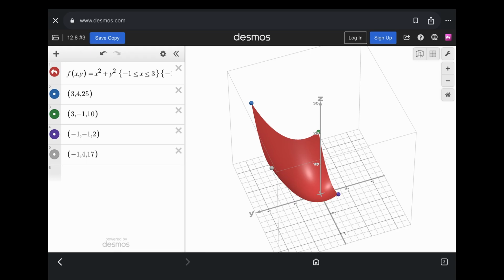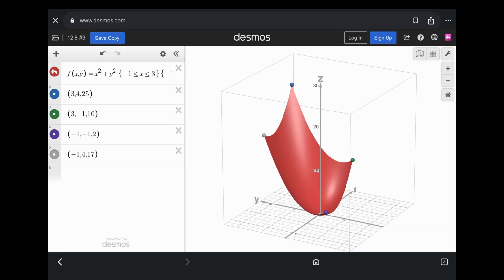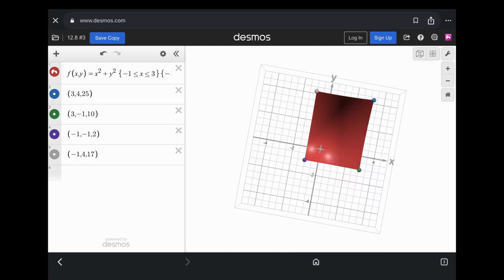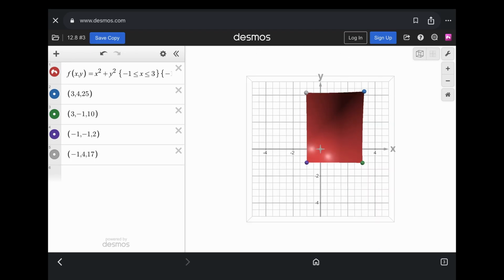We have the green one right here, which is at 10. We have the gray one right here, which is at 17. And we have the purple one down here, which is at 2. However, this blue one right here is way, way bigger, right? And that's because its radius is the largest out of all of them as well. You can think of it like that as well. Its radius is going to be the largest, because it's going to be a circle, right? x squared plus y squared equals f of x, y, right?